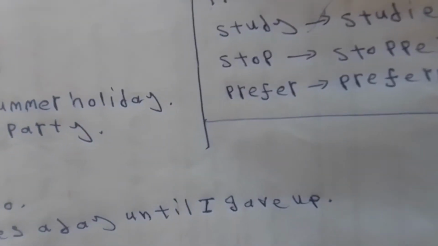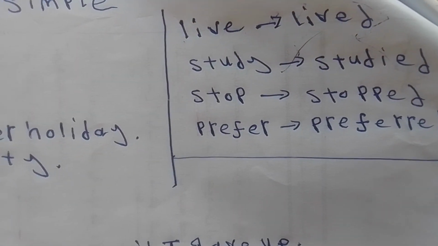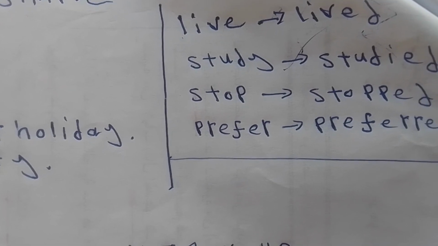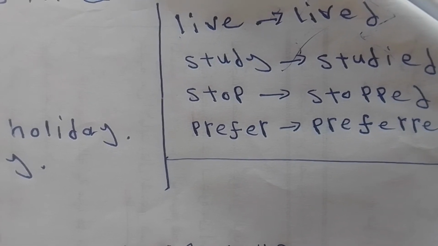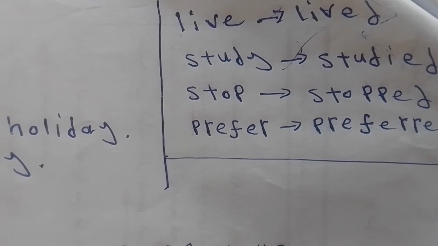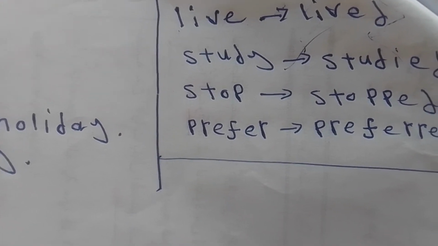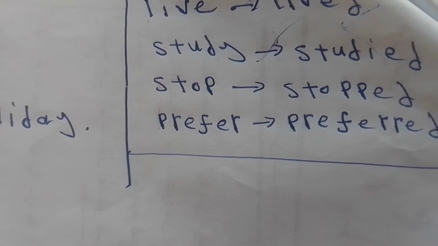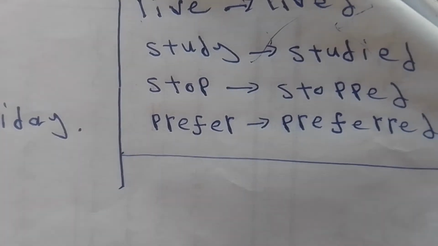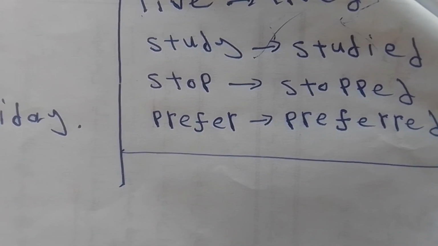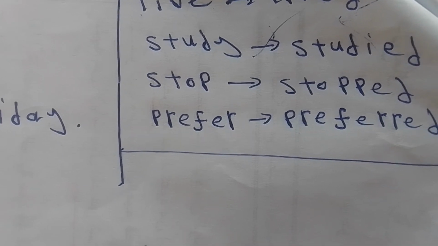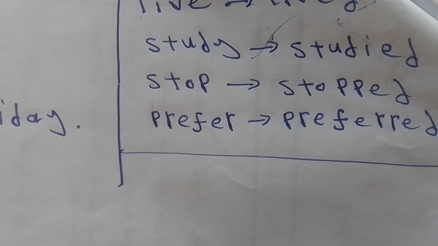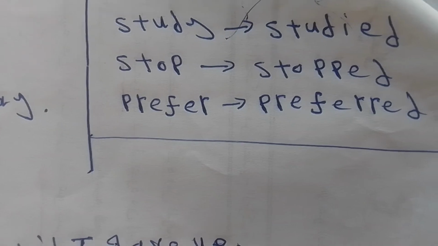Pay attention to that when you deal with regular verbs and you want to add d or ed to the verb. If the verb ends with e, we only add d: live, lived. If the verb ends with y and it's preceded by a consonant, like the verb study, we change y into i and add ed: study, studied.